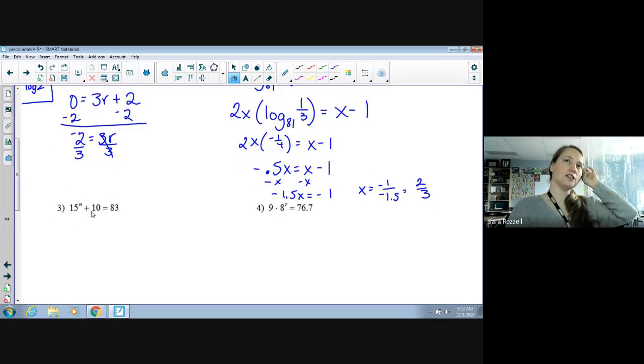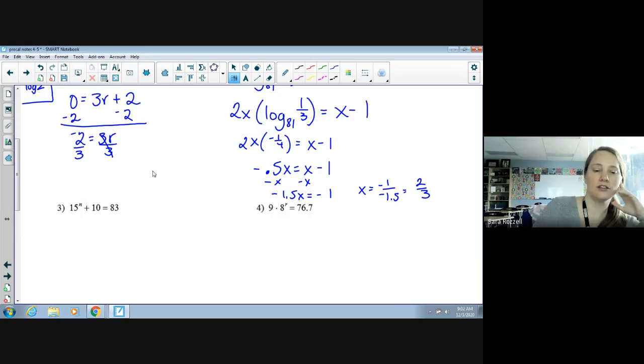All right, let's try our next one. It's a lot less involved than the one that we just did. We have 15 raised to the n plus 10 is equal to 83. Is the base and the power, is it by itself yet? No. What do we need to get rid of? The 10. We're going to subtract it. So first we subtract 10 on both sides. So 15 to the n is equal to 73.